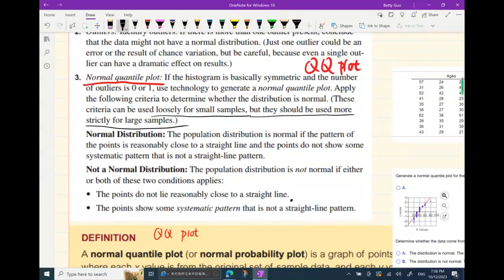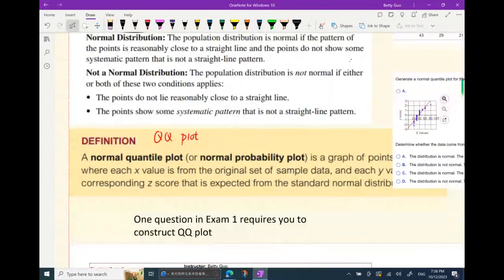For example, the points give you a pattern like this. That is a systematic nonlinear pattern. It's not a straight linear pattern. Then you would conclude the population is not normal. All right, so this part doesn't have much to cover, to be honest.